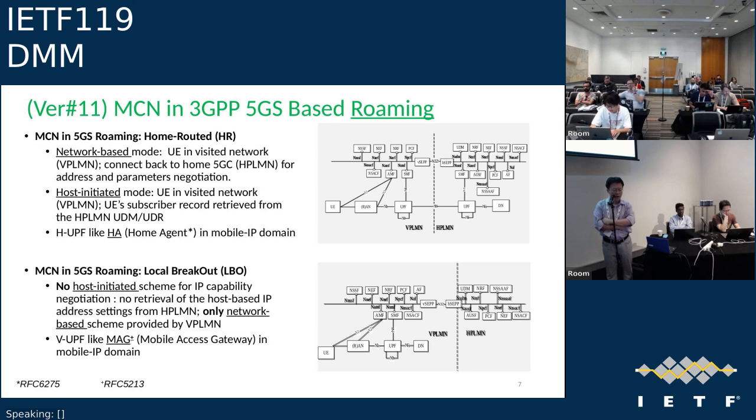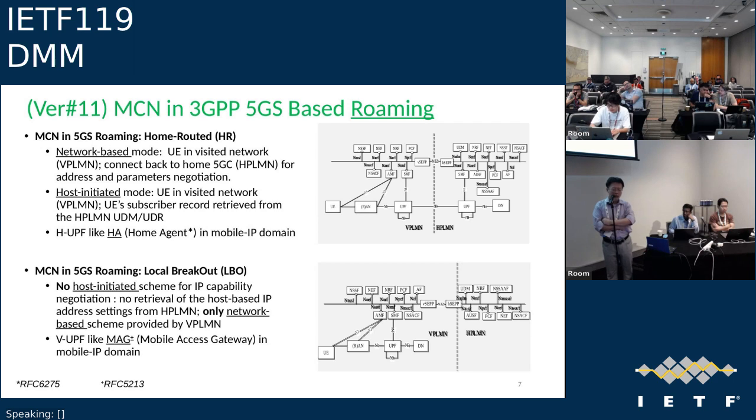Well, this one is talking about the roaming. One is the home routed roaming. All the details are in the draft, and also toward the right hand side, the pictures. For the home routed, it also has the integration of both the network-based mode and host initiated. But for the other one, local breakout, because of the mechanism of the 5GS spec, there is no host initiated. It's more on the network itself being the centric.